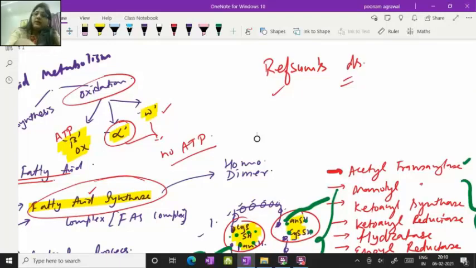and that's due to defect in alpha oxidation, where phytanyl CoA hydroxylase enzyme is deficient. So that results in accumulation of branch chain fatty acid.